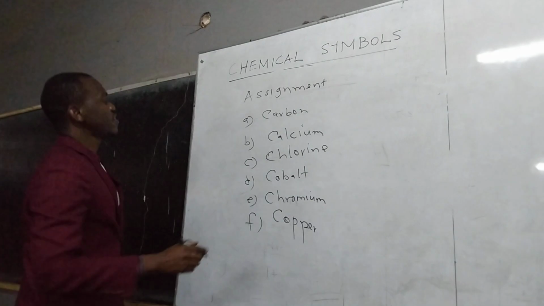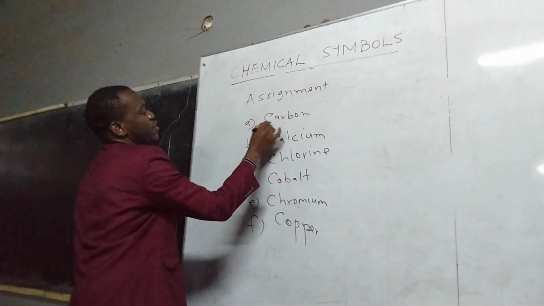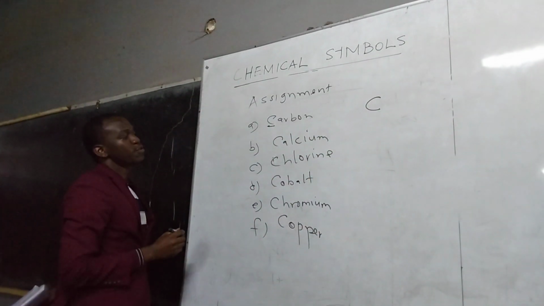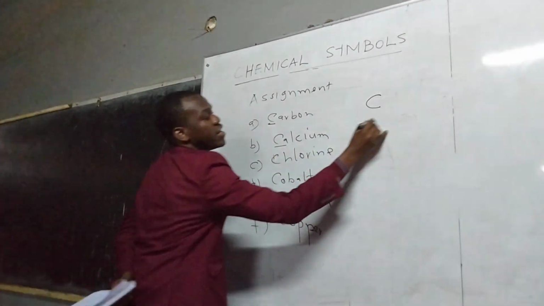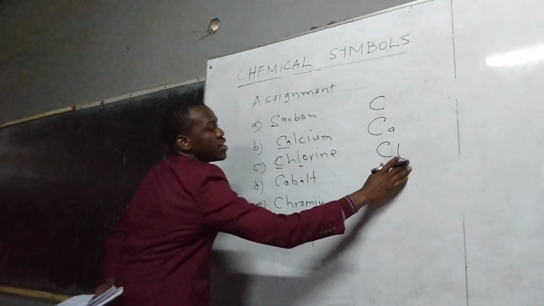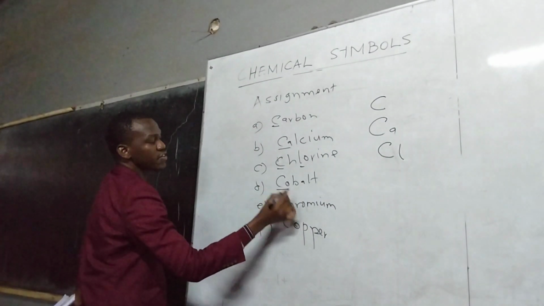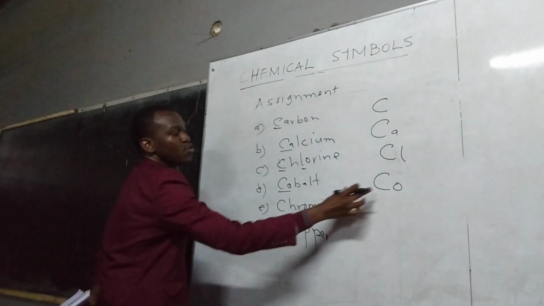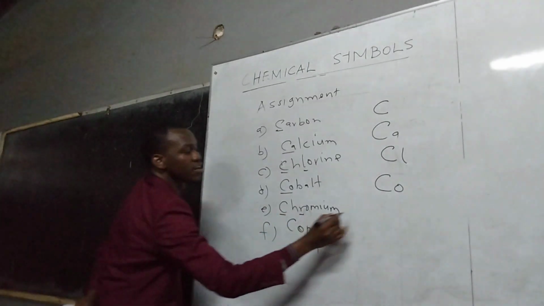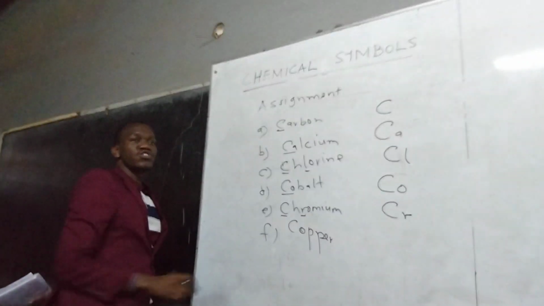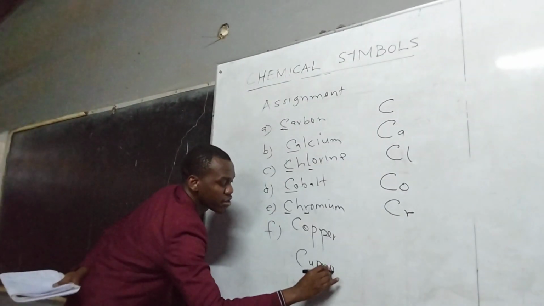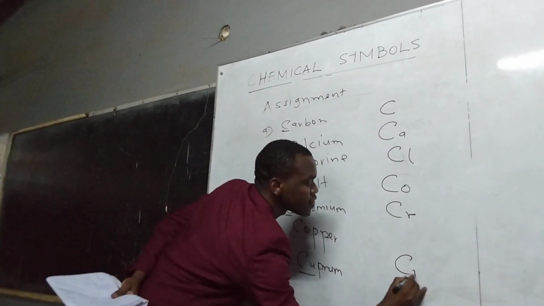So the answers to these chemical symbols for these elements: the first one, you take the first letter, that is C. So carbon has a chemical symbol of C. Then calcium is Ca. And then chlorine, you take the first and the third, so that is Cl. And then we have cobalt, the first and the second, Co. I told you, ensure that the second letter is not a capital letter. And then chromium is Cr. And then copper, you take from the Latin name, which is called cuprum, where you take the first two letters, that is Cu.